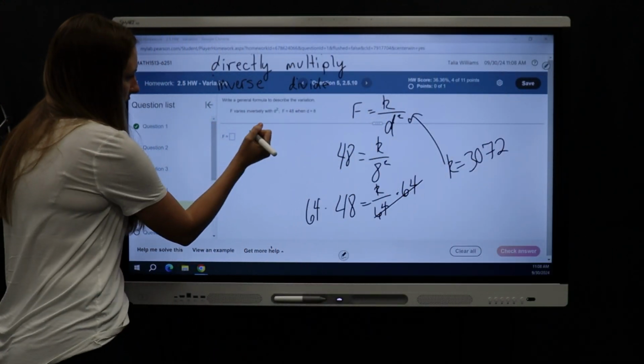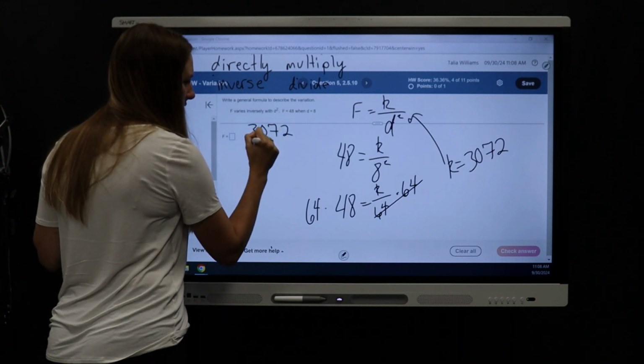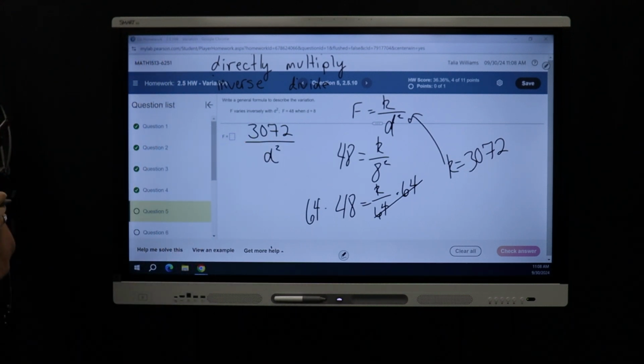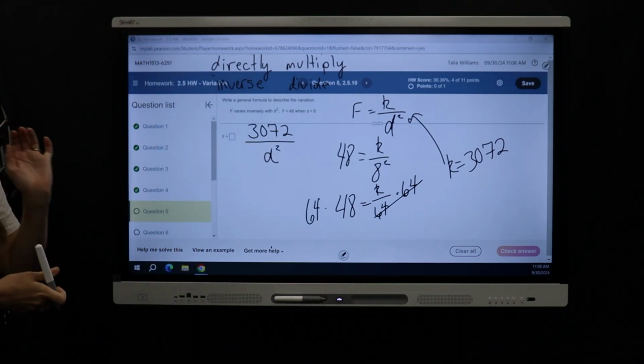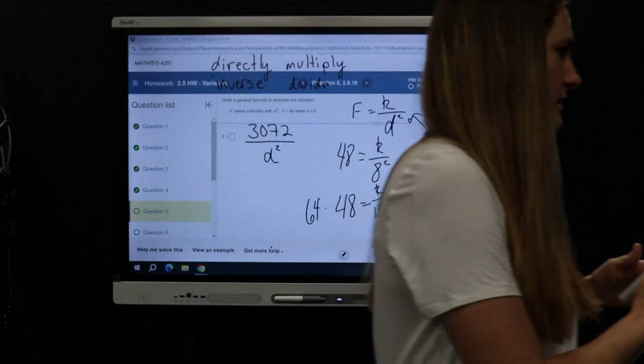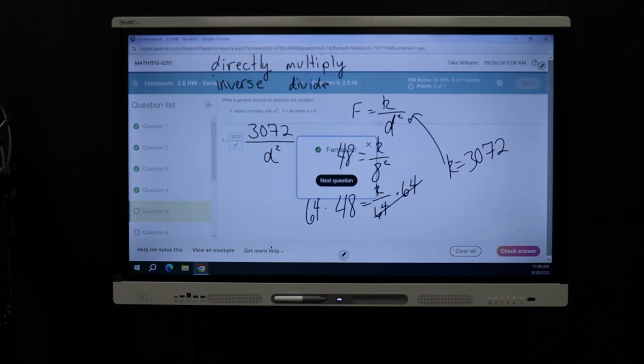So we're going to have 3,072 all over d squared. And the reason we multiplied by 64 is because the opposite of division is multiplication. 3,072 divided by d to the second power. Okay.